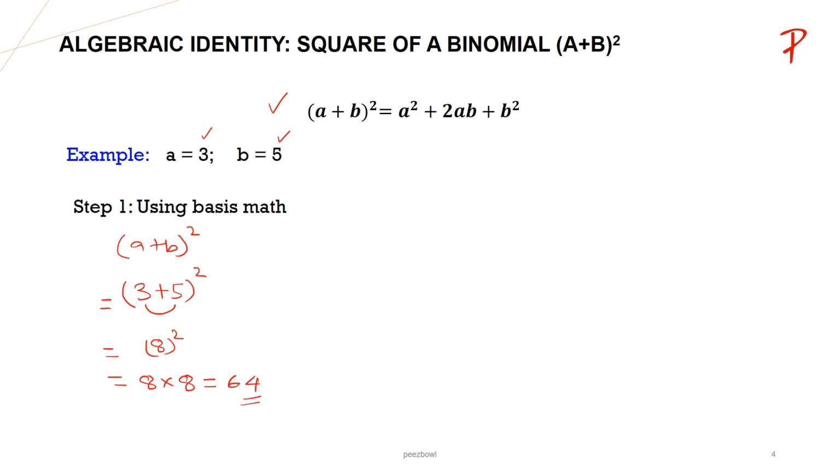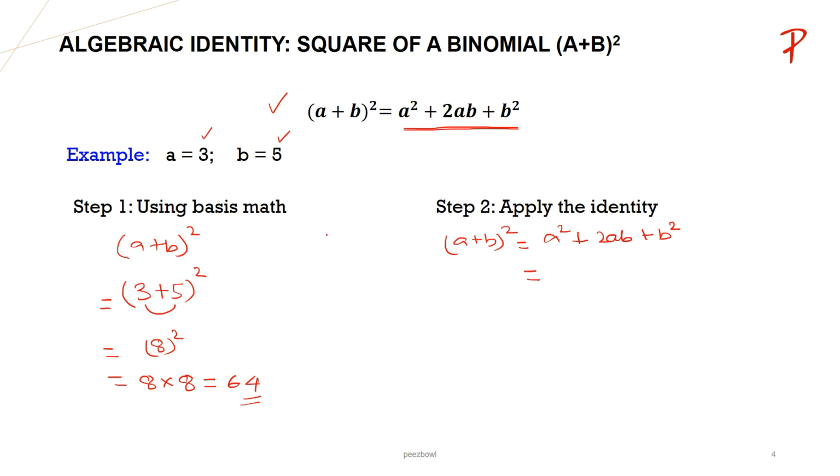Now let us take the identity. Now I have to apply the identity, and we are going to solve it by putting a and b in this formula. So we know that (a + b) whole square is equal to a square plus 2ab plus b square. A square is nothing but 3 square, plus 2 multiplied by a, which is 3, multiplied by b, which is 5, plus b square, that is 5 square.